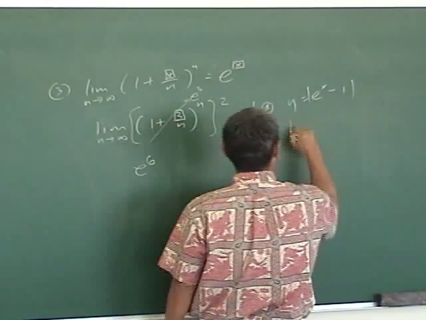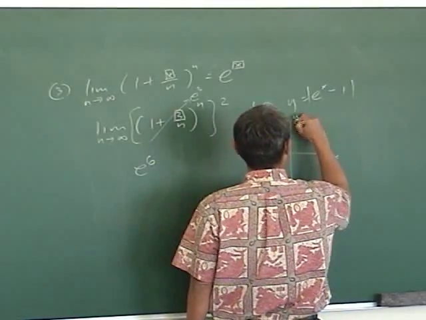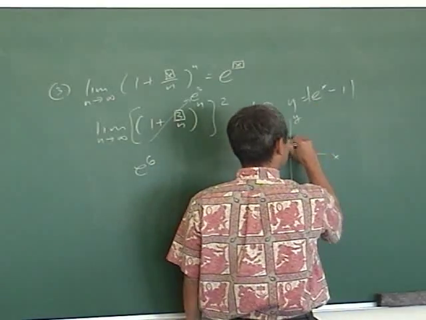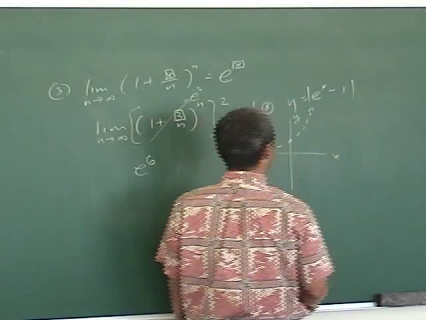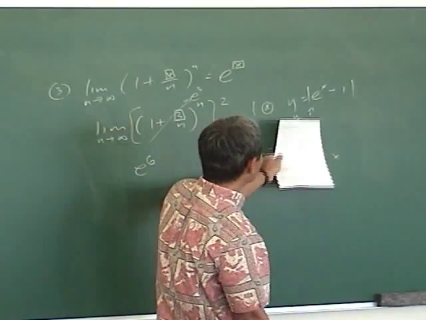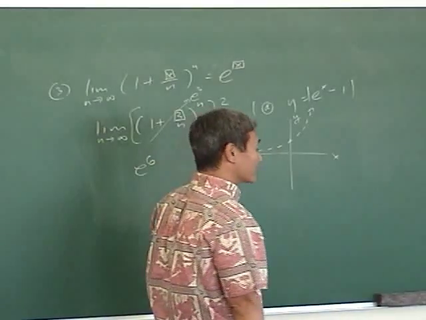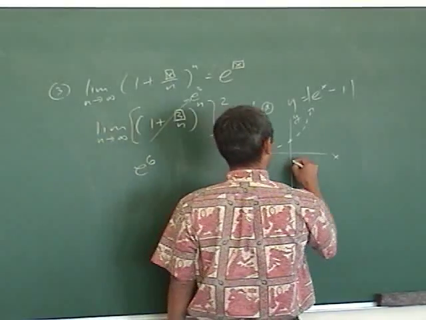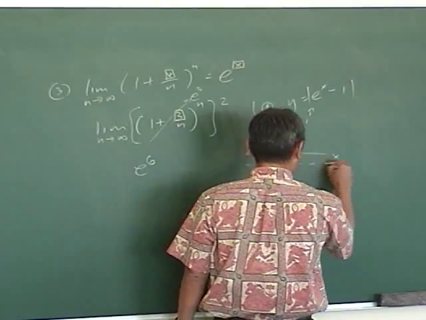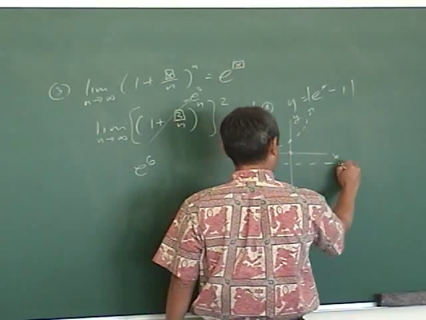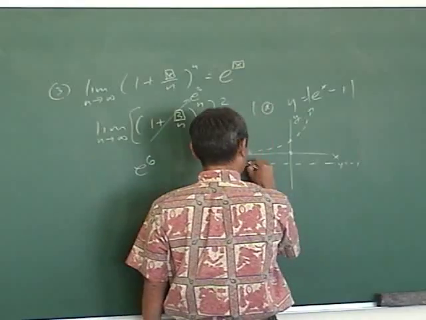Okay, what's the base graph of this? E to the x. The key point is 0, 1, and of course e to the x looks like that. Now you gotta do stuff to it. What does that minus 1 do? It shifts it 1 down. So everything comes down 1 unit, so that means the horizontal asymptote is going to be at y equal -1 now. So it looks like this.